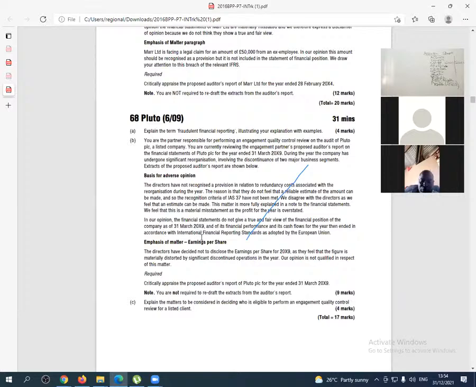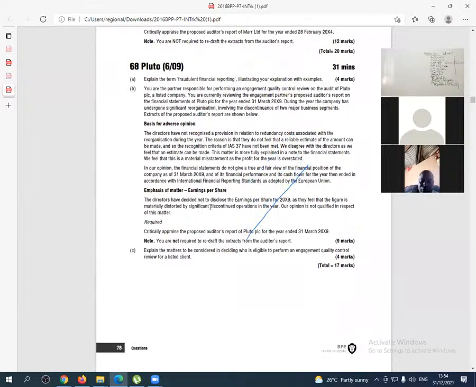Emphasis of matter, earnings per share. The directors have decided not to disclose their earnings per share for 2019 as they feel that the figure is materially distorted by significantly discontinued operations in the year. Our opinion is not qualified in respect of this matter. So critically, for 9 marks, appraise this. We start with the first one. Do you think, ladies and gentlemen, this is a proper expression of an opinion?